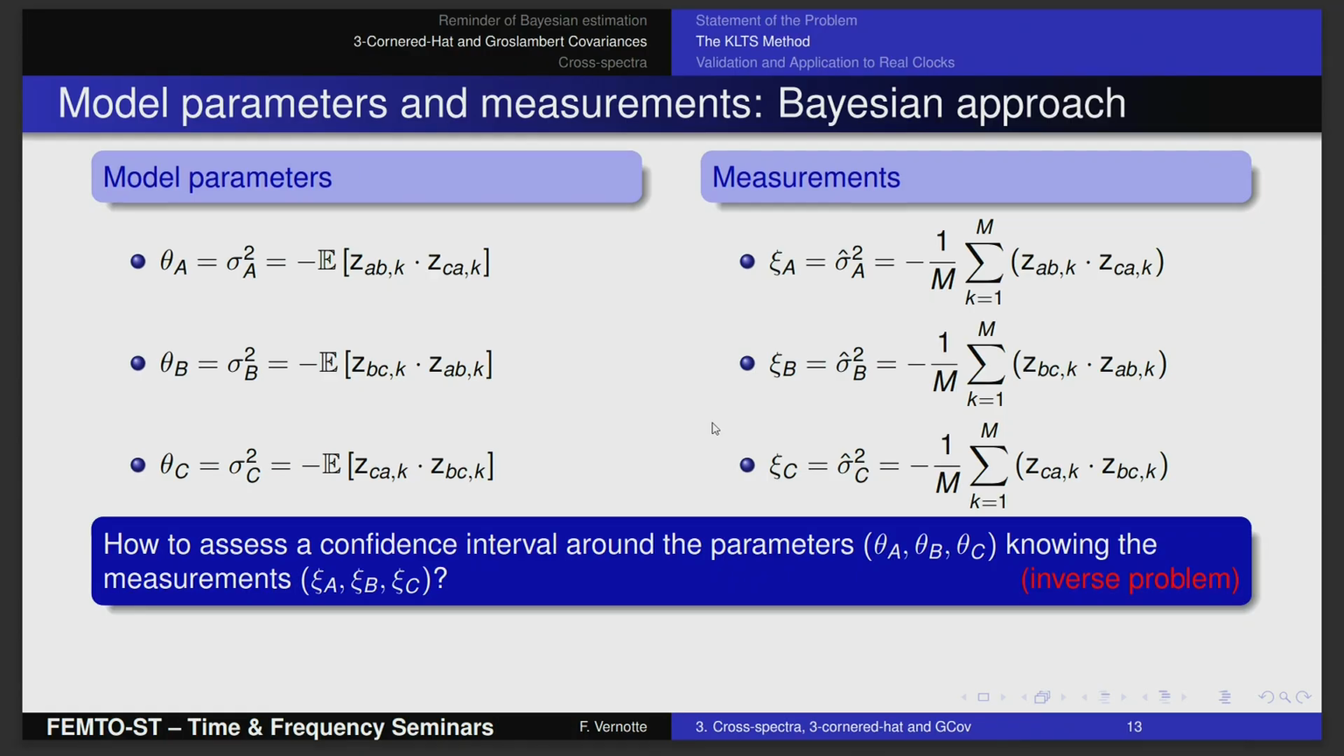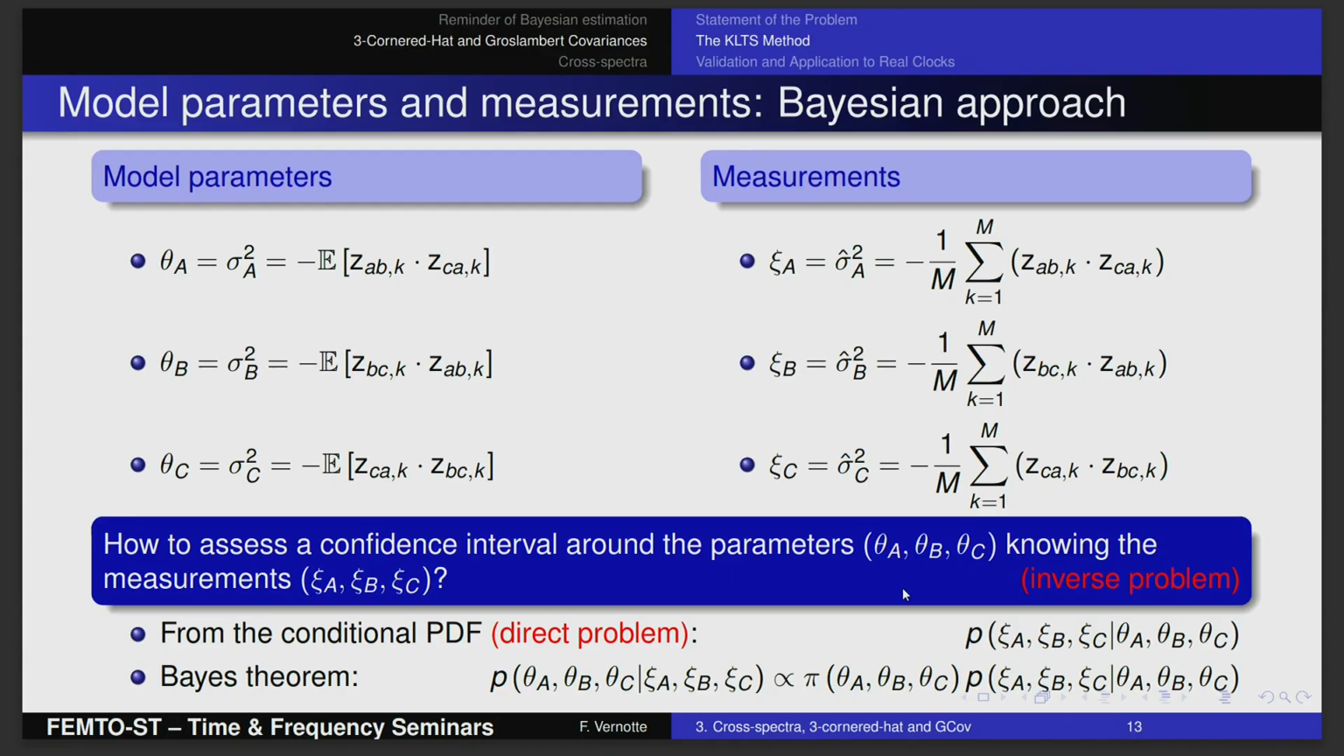So as usual, we have to assess a confidence interval around the parameters theta A, theta B, and theta C, knowing the measurements Xi A, Xi B, and Xi C. It's always inverse problems that we have to solve. And we go from the conditional PDF of the measurement knowing the parameter, which is called the direct problem, so generally it's easy to have an idea of what this is. Sometimes it's not so easy, but we will see that it's possible to get them anyway. And we will use the Bayes theorem by using the prior, which is here.